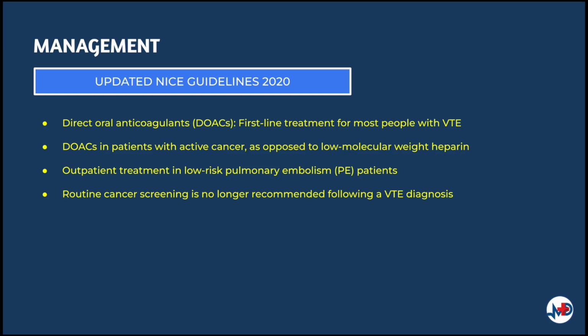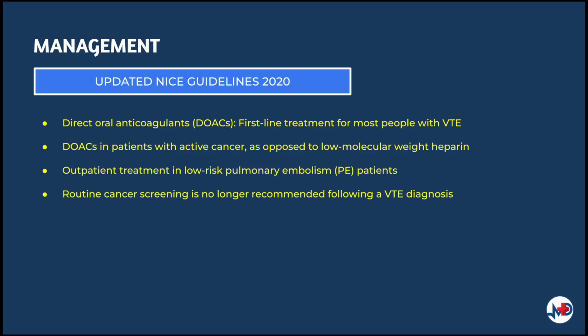As for outpatient treatment in low-risk PE patients, deep vein thrombosis has for a long time been treated on an outpatient basis. In contrast, patients with any form of PE were typically admitted. However, in recent years, patients with a new diagnosis of PE who are deemed low risk are now increasingly managed as outpatients. NICE formally supported this approach in their latest guidance.